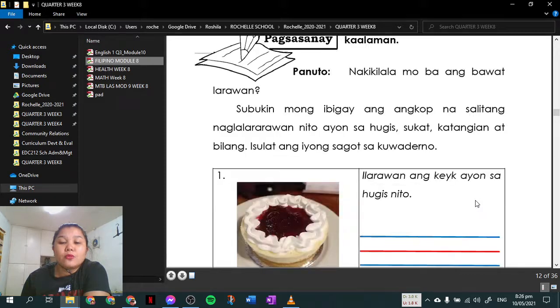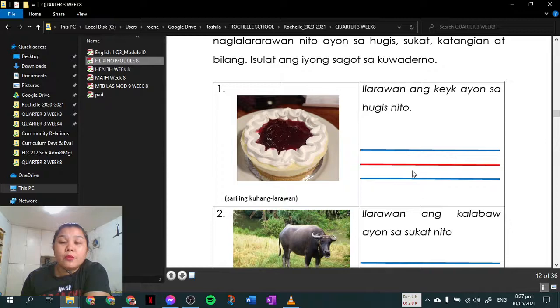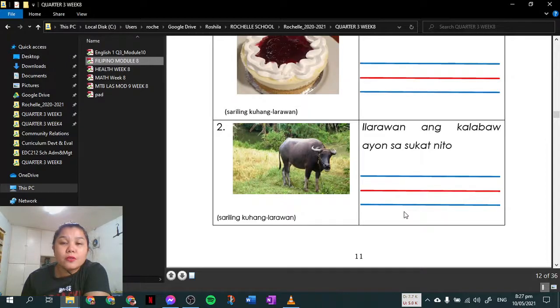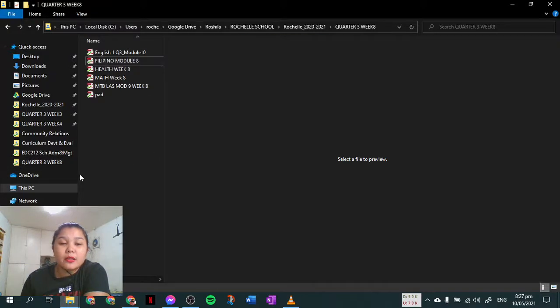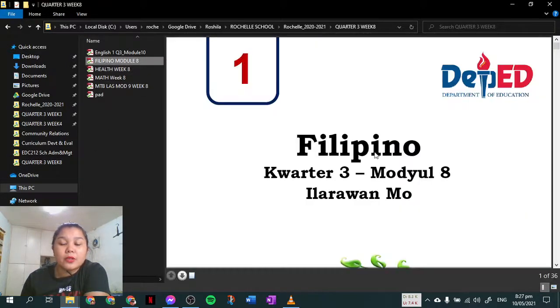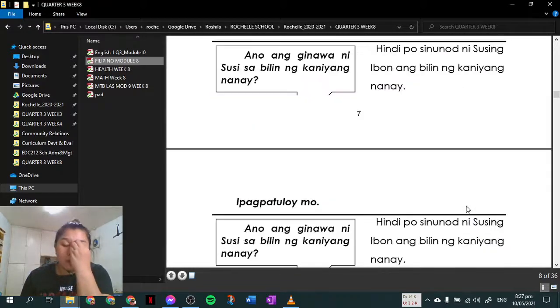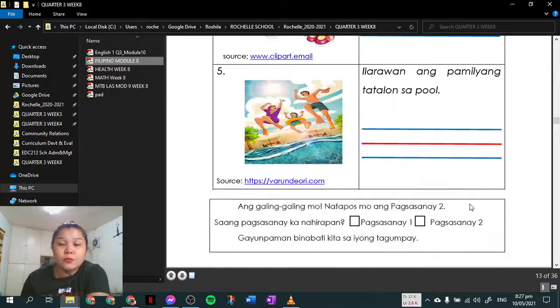Next one, pagsasanay 2. So, subukin mong ibigay ang angkop na salitang naglalarawan nito ayon sa hugis. So, you may choose if you would like to tell about something, the shape, the size, or what can you say about these objects. So, dito na po ilagay. May blue, red, blue. So, pero sa printout, ano lang siya, black and white. Okay, next one. To continue.